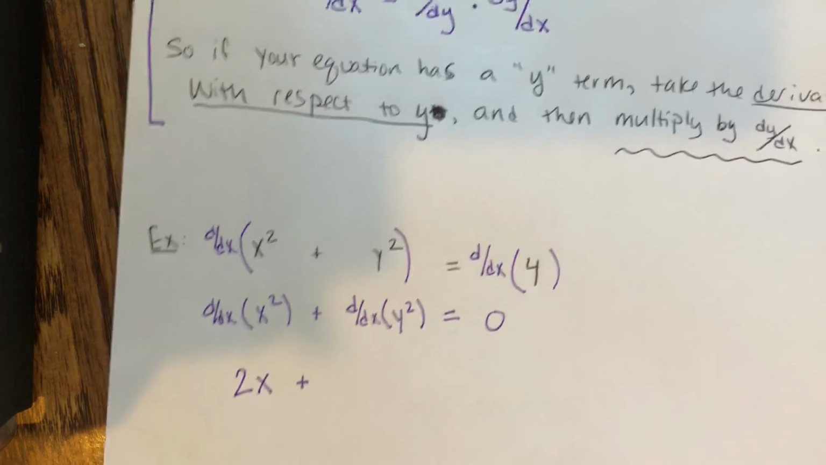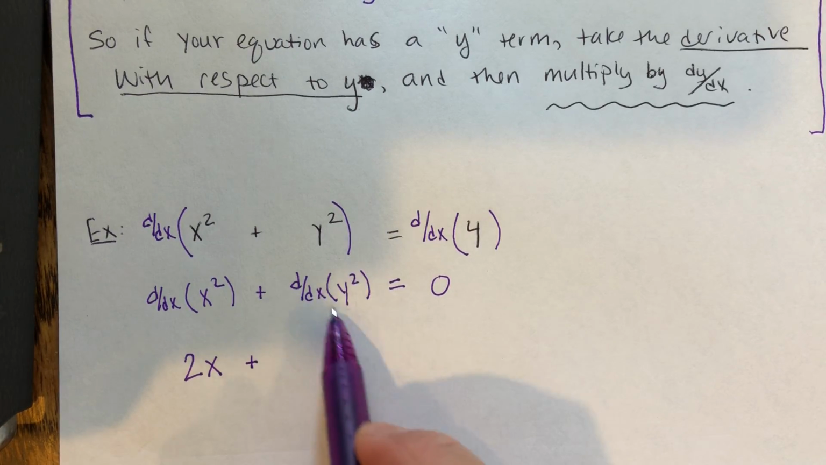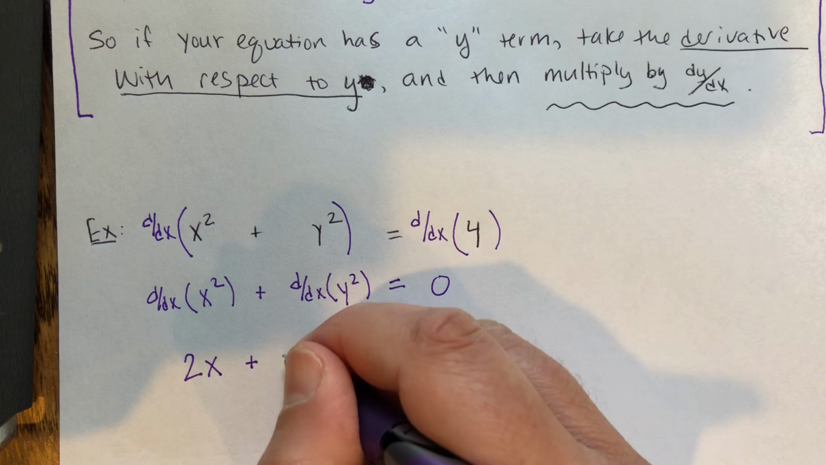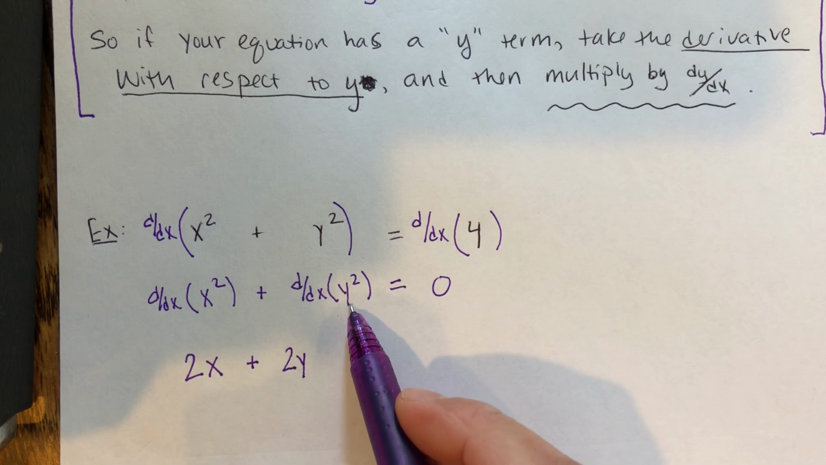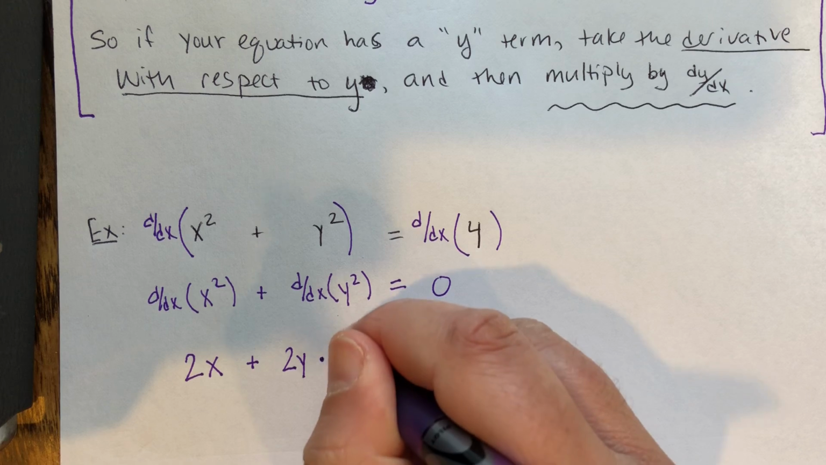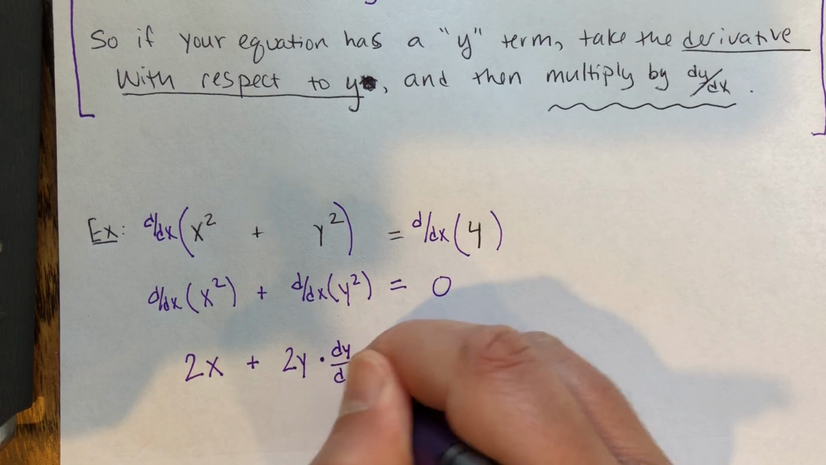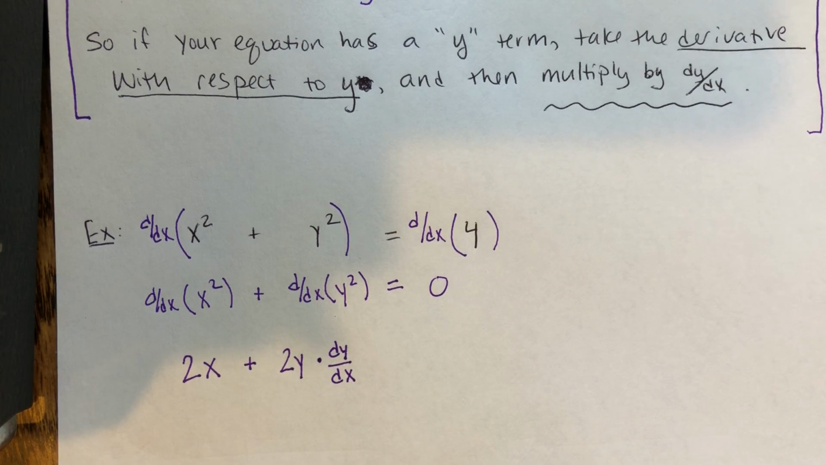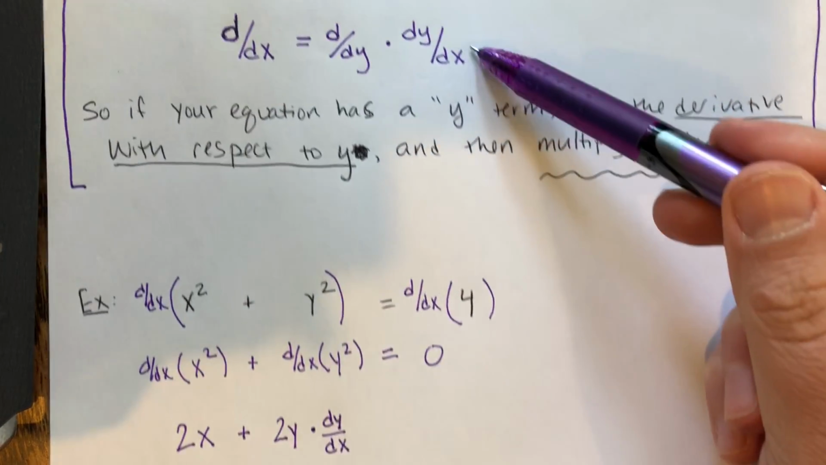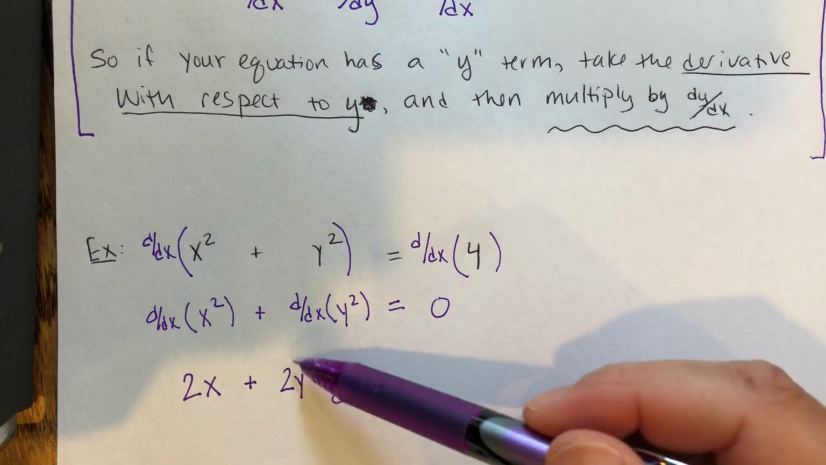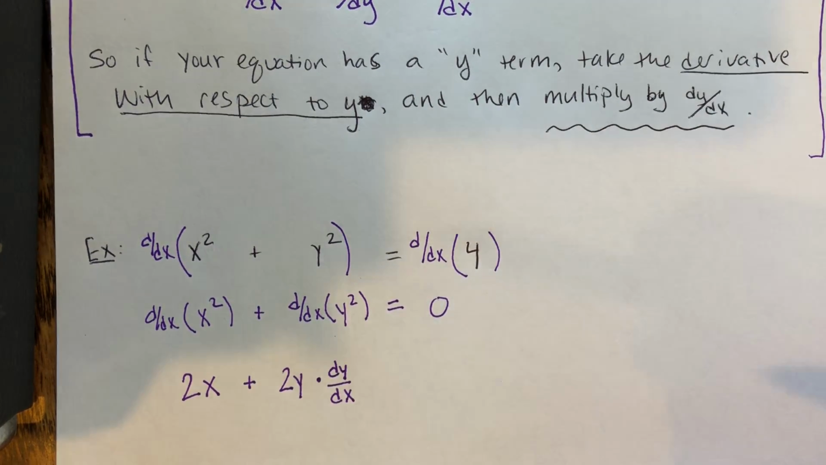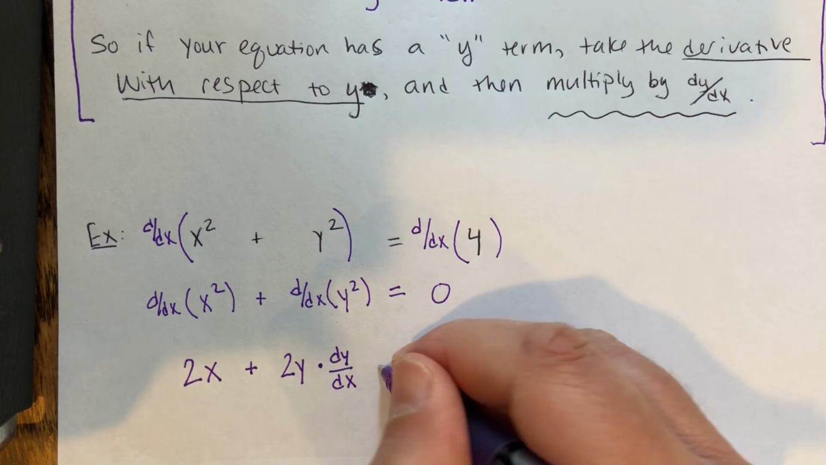So we'll add down here, the derivative of this with respect to y would be 2y, using the power rule again, but because we took the derivative of a y term, we also have to multiply by dy/dx. Okay, so we're just using this fact up here. We're taking the derivative of a term that has a y in it, so we differentiate with respect to y, then multiply by dy/dx.